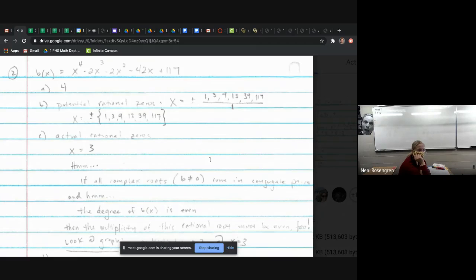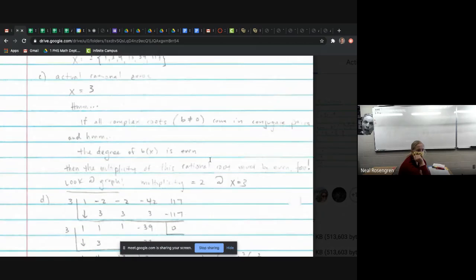So I had that thought. I said, okay, actual rational 0, x equals 3. If all complex roots come in conjugate pairs, and the degree of b of x is even, that means I have an even number of complex zeros, which means I need to have an even number of rational.